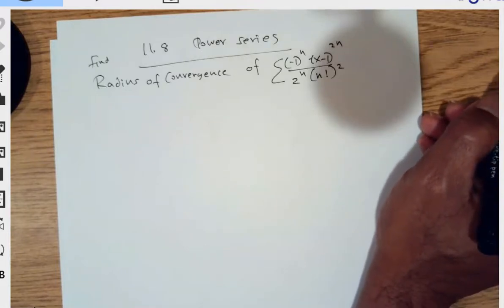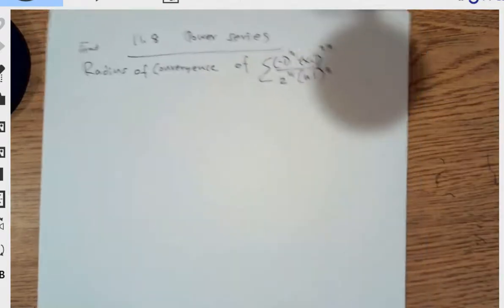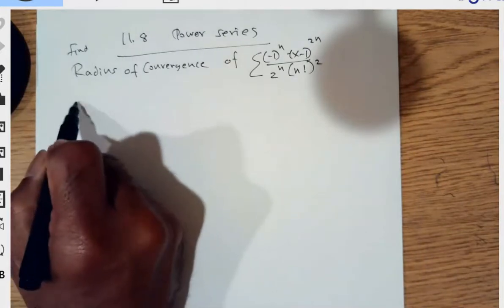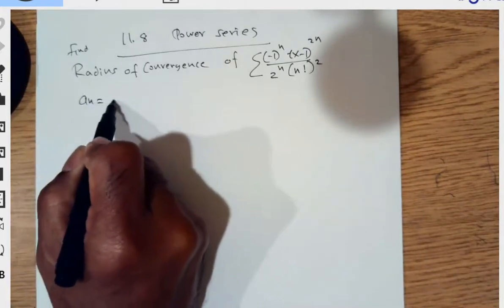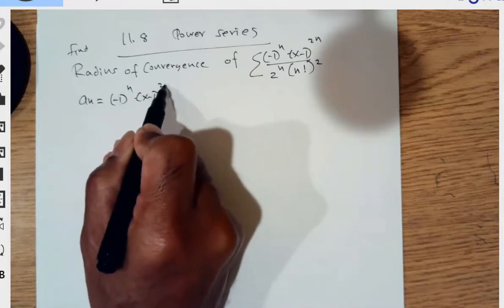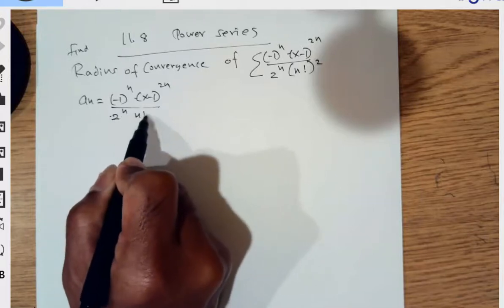you might want to use the ratio test for this, right? Okay, so let's try to use the ratio test. You can even use the root test, right? Okay, so let's take a_n equal to (-1)^n (x - 1)^(2n) divided by 2^(2n) (n factorial) squared.